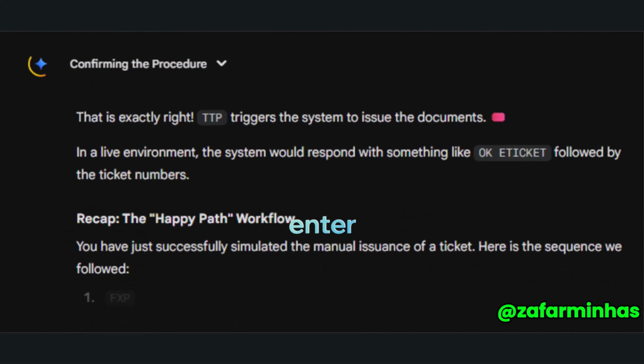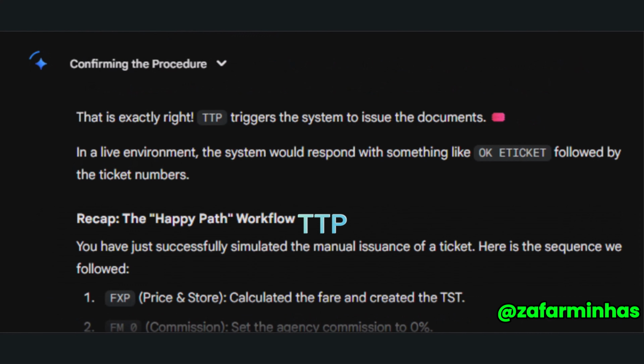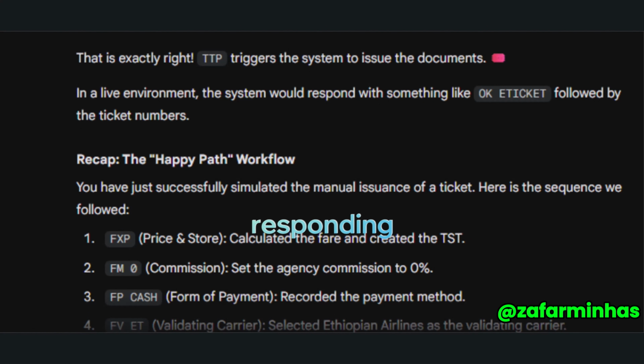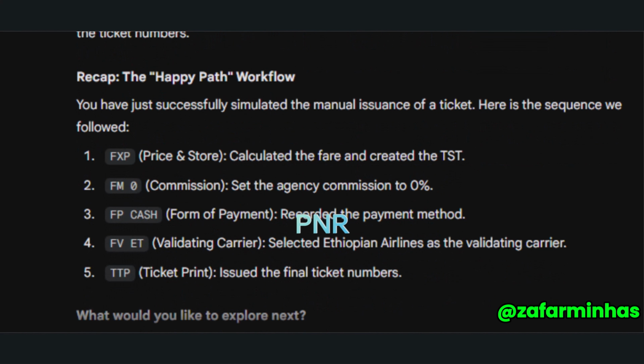Correct. Enter TTP. When you enter TTP, Amadeus generates the e-ticket numbers and confirms issuance, typically responding with a message such as OK e-ticket. The ticket numbers are then automatically updated in the PNR. And that concludes our basic workflow.